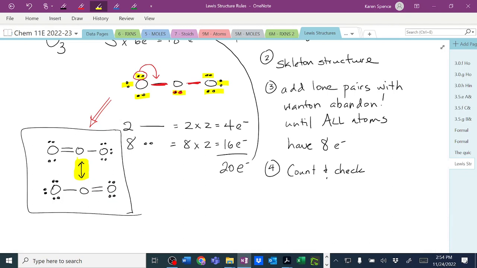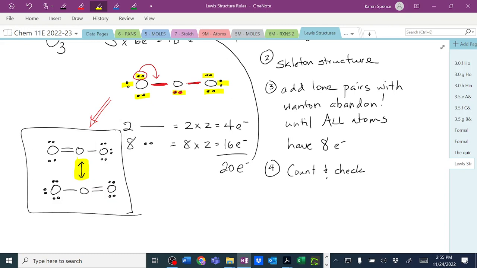So don't forget. Now, does everybody have the little rules of writing Lewis structures? Everyone has that? Yes. Okay, are we good then for the weekend? We're just gonna go home and practice.